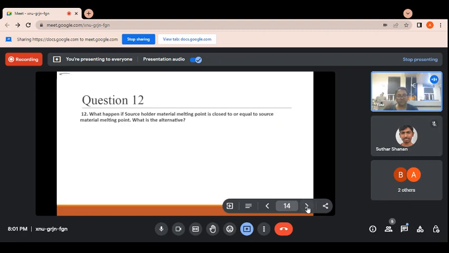Now coming to the next question. What happens if the source material melting point is close to or equal to the substrate melting point, and what is the alternative? I think we already discussed this in the previous question. So now the question is, what is the alternative? Which process will we use? We can use the E-beam.